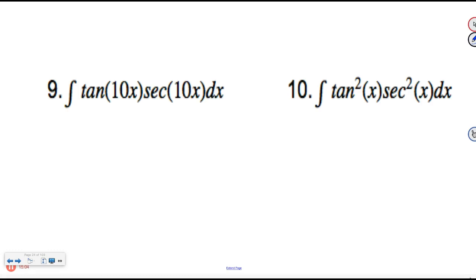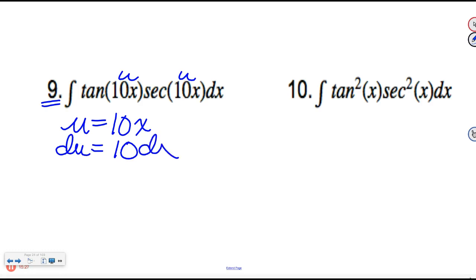All right, so look at number 9, and then we'll talk about 10. If I, again, follow procedure, who is the inside function? 10x. That's your u choice. So u equals 10x, no other option. I'm now sitting here at tangent u, secant u, dx. So my derivative would be 10 with respect to x.